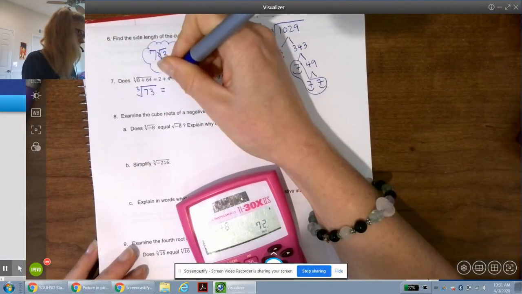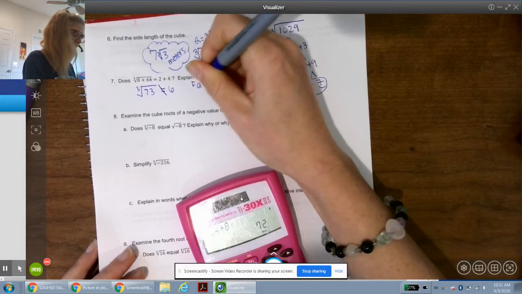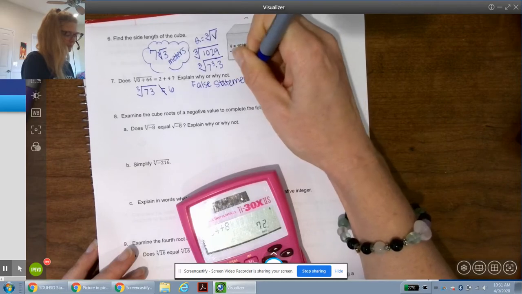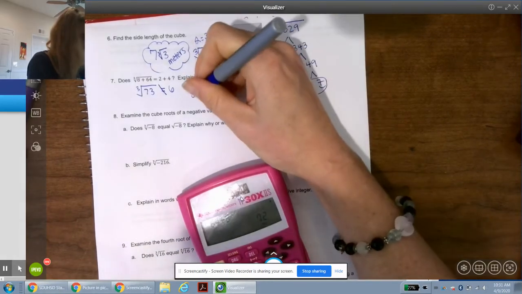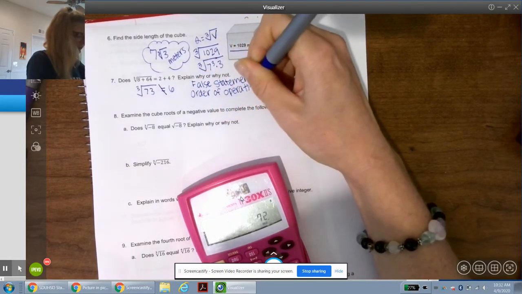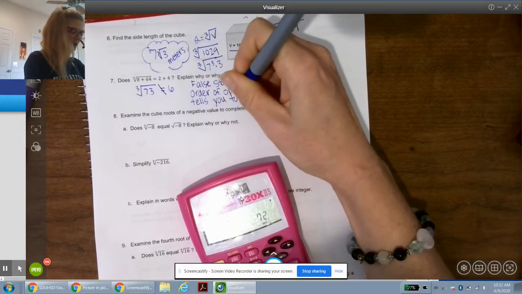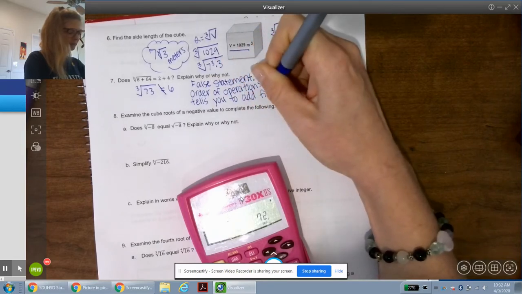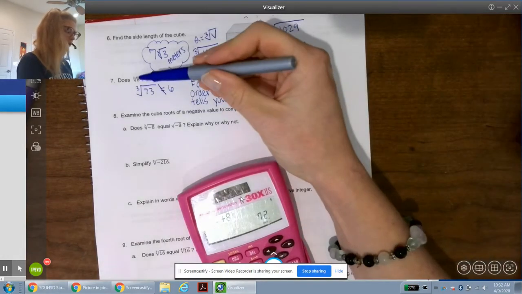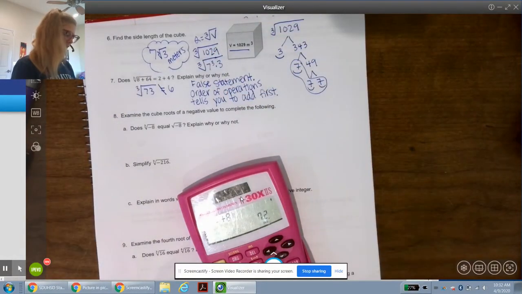Is a cube root of 72 6? No, it's definitely not. This is a false statement. Order of operations tells you to add first. Perfect. Wonderful. This big cube root kind of works like a grouping symbol, so you have to do what's underneath first to simplify. Let's take a look at the next ones.